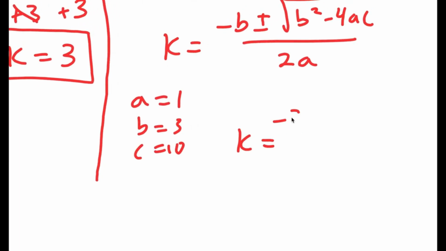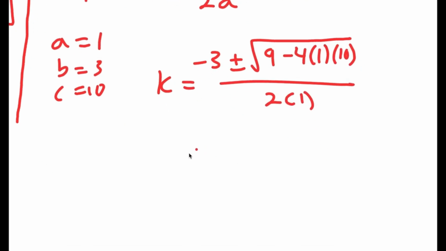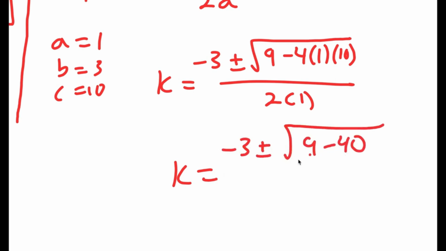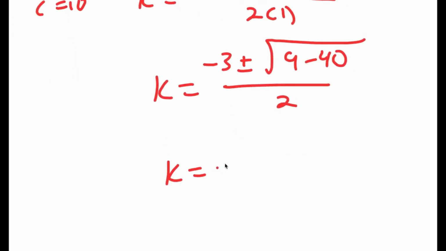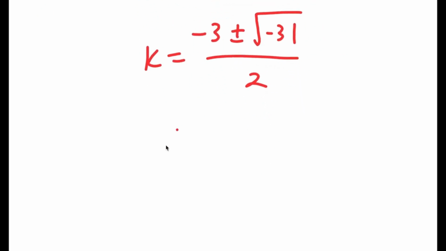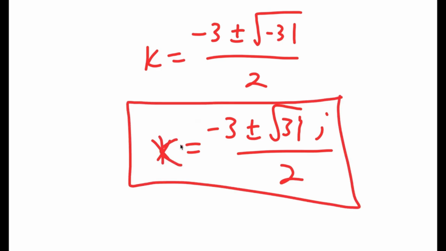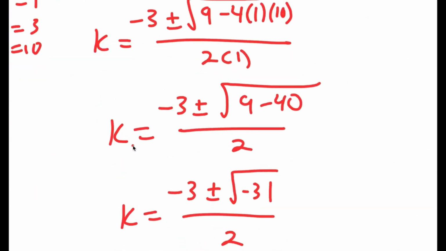So I get k equals negative 3 plus or minus the square root of b squared, which is 9, minus 4, times a, which is 1, times c, which is 10, all over 2a, so 2 times 1. So now this is equal to negative 3 plus or minus the square root of 9 minus 40 over 2, which is equal to negative 3 plus or minus the square root of negative 31 over 2. And I can rewrite this as negative 3 plus or minus the square root of 31i over 2, because i is equal to the square root of negative 1. So this is two more solutions of k. So these are my three solutions.